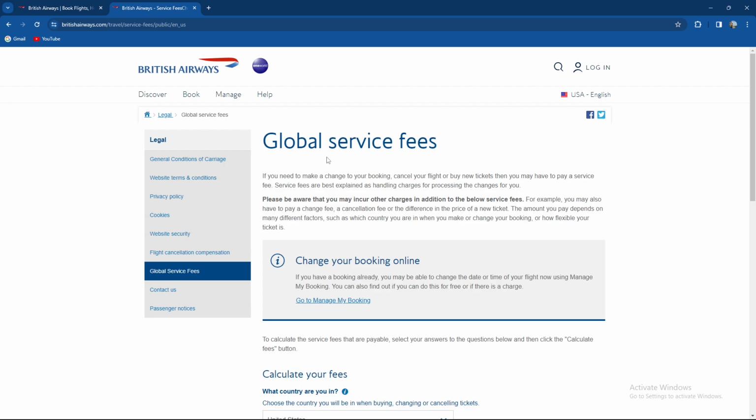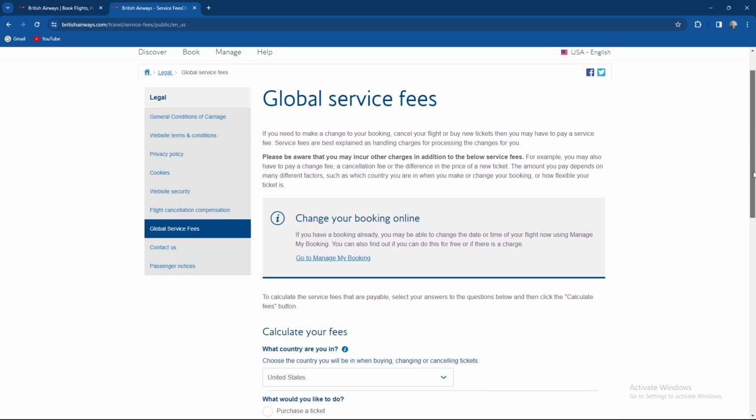If you need to make a change to your booking, cancel your flight or buy new tickets, then you may have to pay a service fee. Service fees are best explained as handling charges, so please be aware that you may incur other charges in addition to the below service fees. For example, you may also have to pay a change fee, a cancellation fee, or the difference in the price of a new ticket. The amount you pay depends on many different factors, such as which country you are in or how flexible your ticket is.